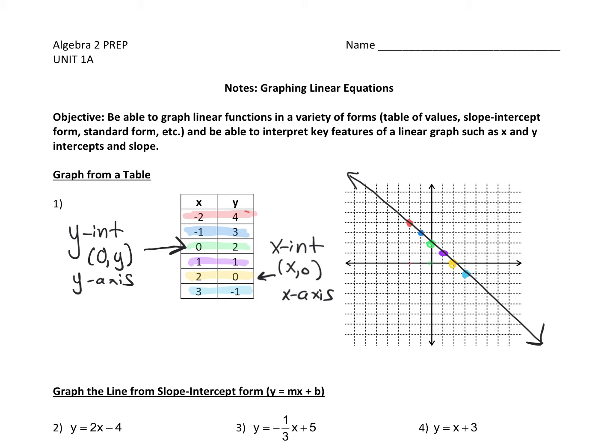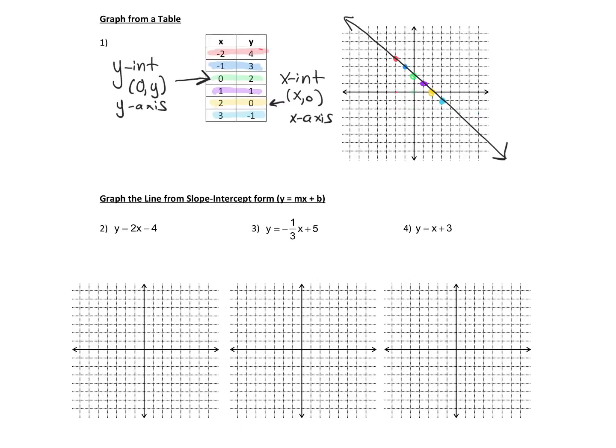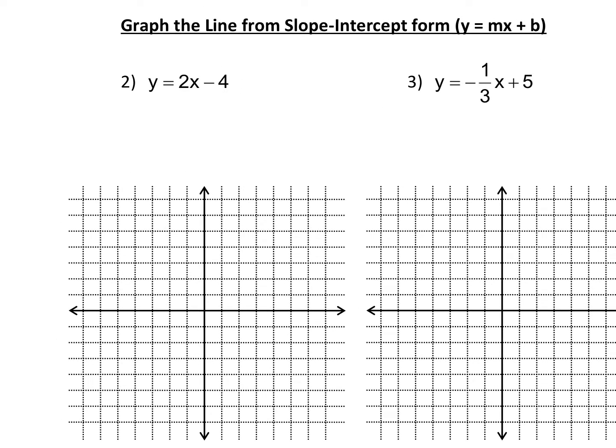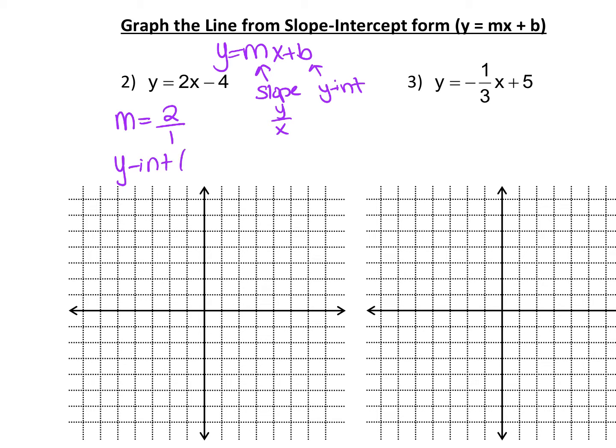All right, now if you're not given a table, if we're just given an equation, let's review how we graph. So all of these are in the form y equals mx plus b, where m is our slope, which is our y over our x, and our b is our y-intercept. So in this case, my slope is 2, but anytime we have a whole number, I'm going to write it over 1, and my y-intercept will be at 0, negative 4.